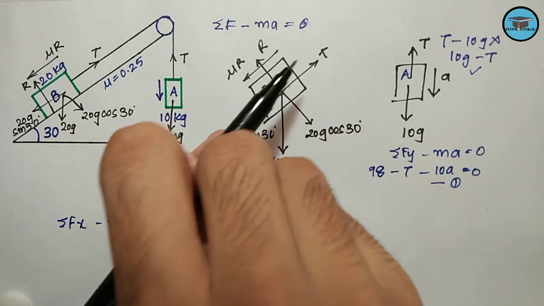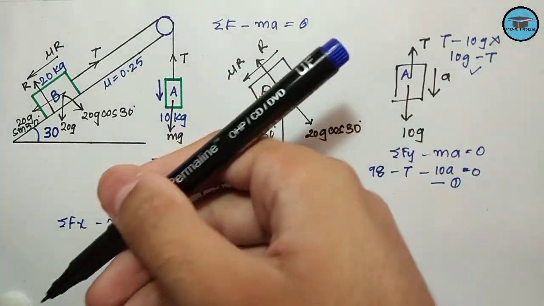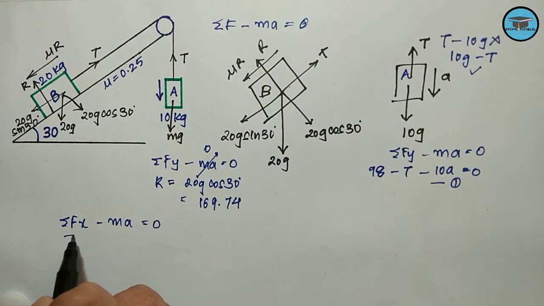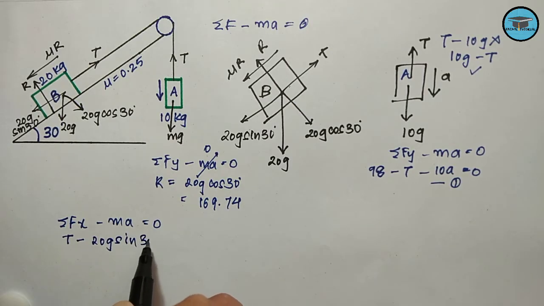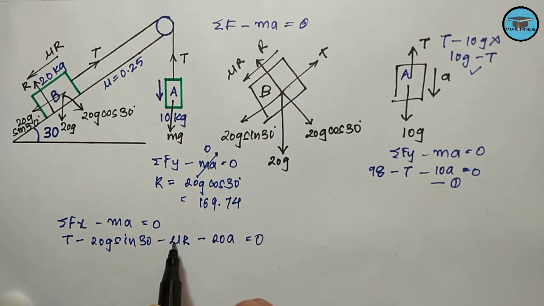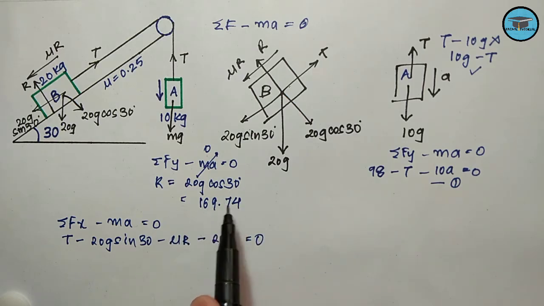Now applying D'Alembert's principle along x direction, so sigma Fx minus Ma, that is equals to 0. And since this motion is in this direction, the inertia force would act in this direction. Hence, all the forces in this direction would be taken as negative. So we need to write T minus 20g sine of 30 minus mu R minus mass into acceleration, that is minus 20 into a, that is equals to 0. The value of mu is given as 0.25. The value of R we have determined as 169.74.